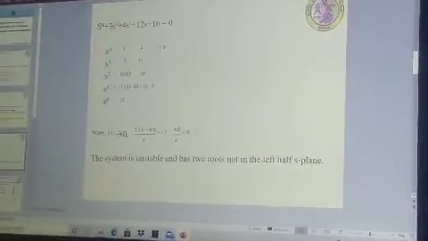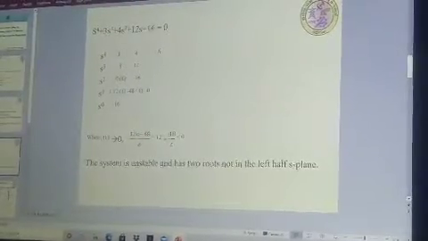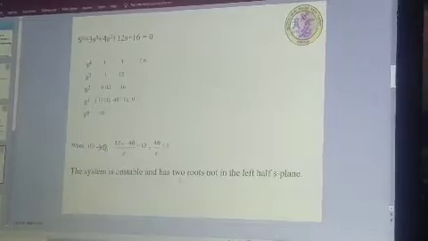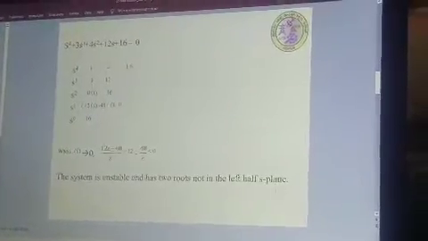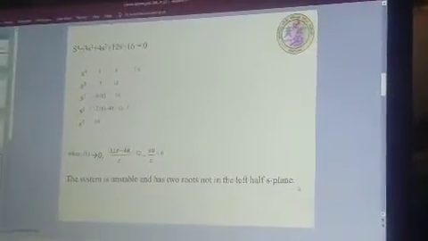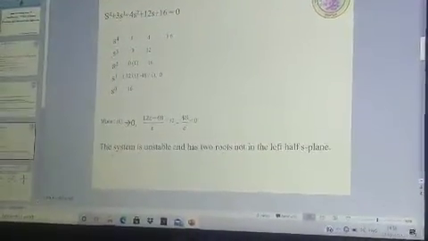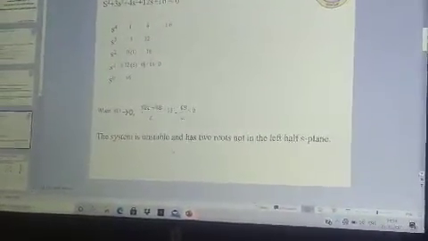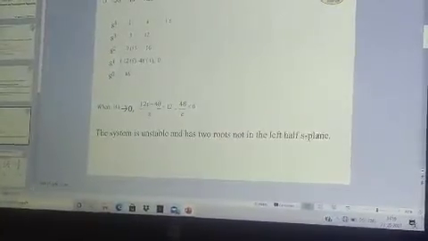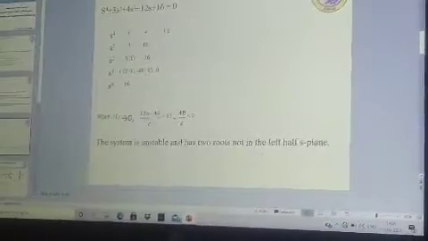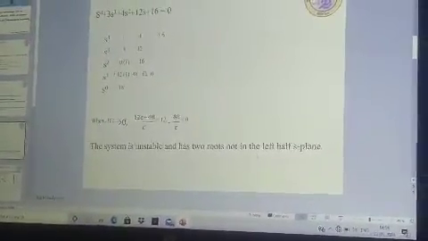So if this condition is satisfied, the system is unstable and it has two roots not in the left half of the S plane. Listen carefully: it is not in the right half of the S plane. The system is unstable. It has two roots not in the left half of the S plane. They will be in the right half of the S plane.